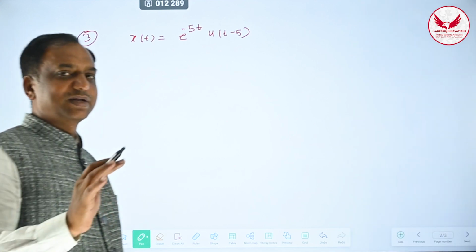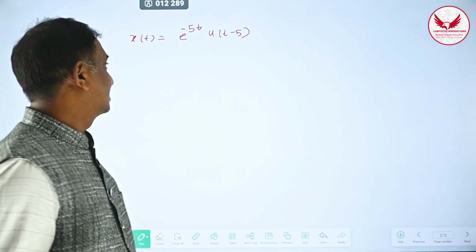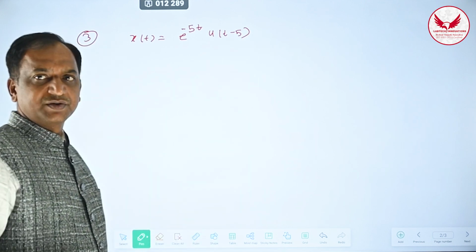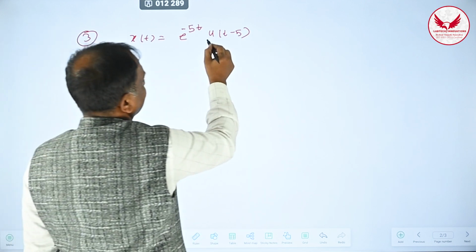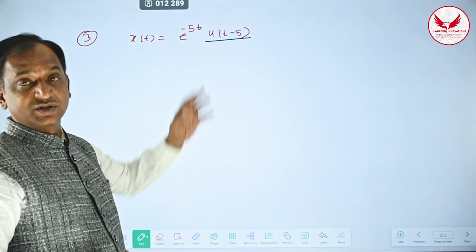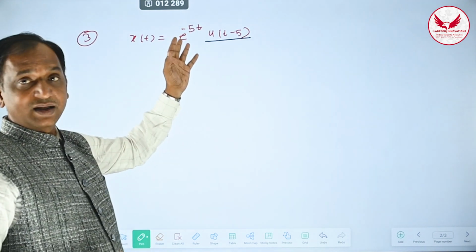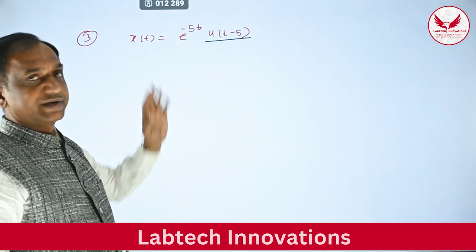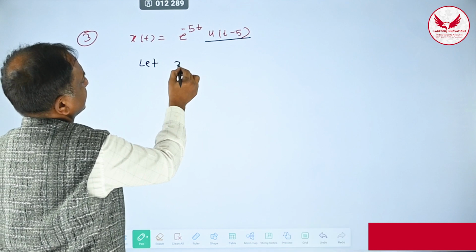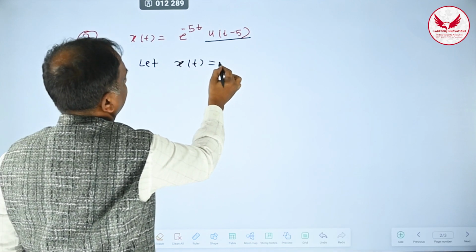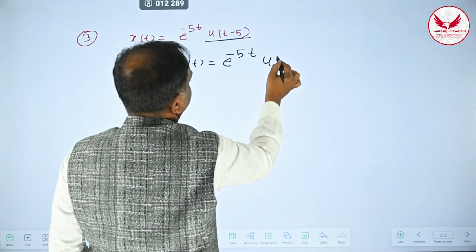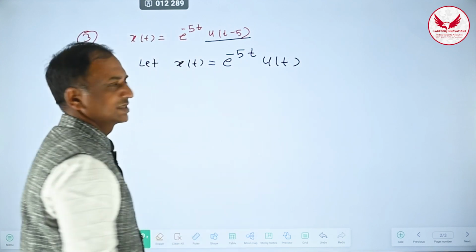Now we'll find the Laplace transform of another complex signal, that is e raised to minus 5t u of t minus 5. If you look at it, u of t minus 5 is a time shifted signal, but here the whole signal is not shifted. So we cannot apply the time shifting property directly to this signal. Now let us assume x of t is equal to e raised to minus 5t into u of t. So this is my basic signal.